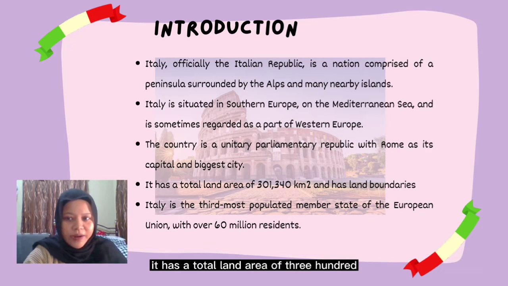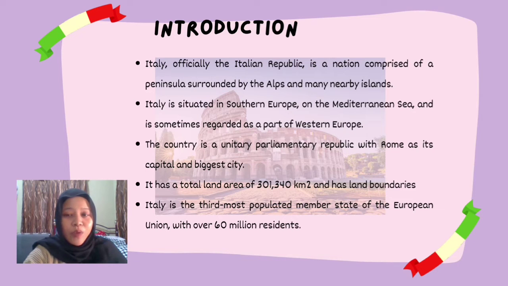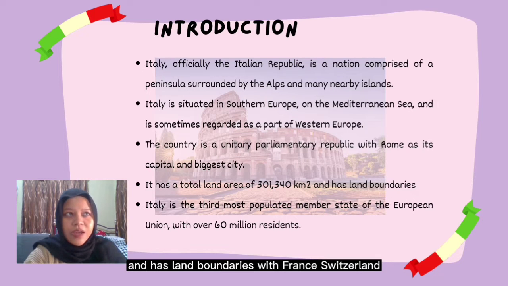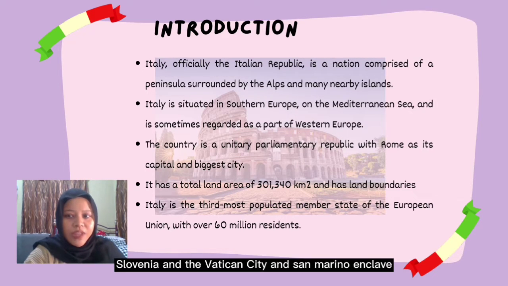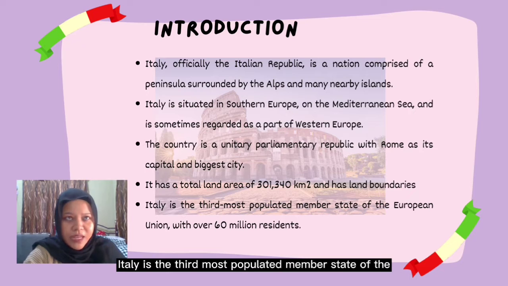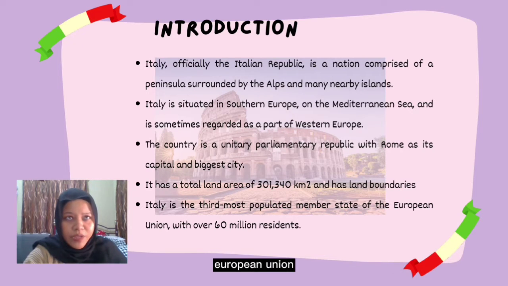It has a total land boundary of 1,340 kilometers and has land boundaries with France, Switzerland, Austria, Slovenia, and the Vatican City and San Marino enclave microstates. Italy maintains a territorial exclave, Campione, in Switzerland and a marine exclave in the Tunisian seas, Lampedusa. Italy is the third most populated member state of the European Union with over 60 million residents.